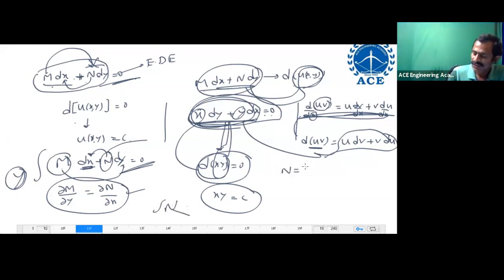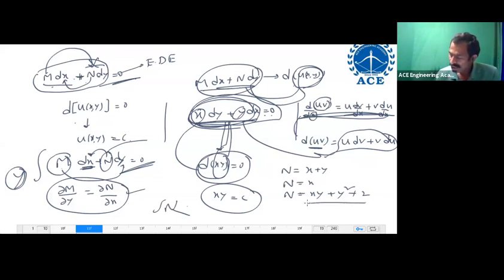Suppose N function is like this: x plus y, N equal to x, N equal to xy plus y square plus 2, like this one. N may be a single term, or N may be sum of two terms, or sum of more than two terms, like this one.